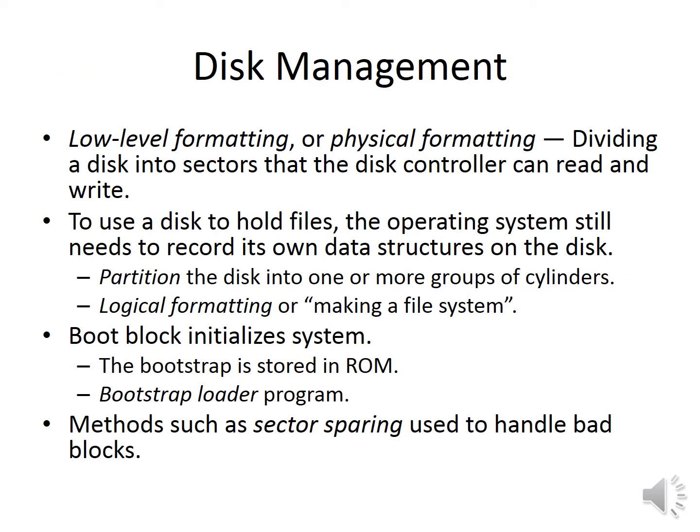So, disk management. Low-level formatting, or physical formatting, divides the disk into sectors that the disk controller can read and write. To use the disk to hold files, the operating system still needs to record its own data structures on the disk. Partition the disk into one or more groups of cylinders, then logical formatting, or making a file system. The boot block initializes the system. The bootstrap is stored in ROM, and the bootstrap loader program. Methods such as sector sparing are used to handle bad blocks.